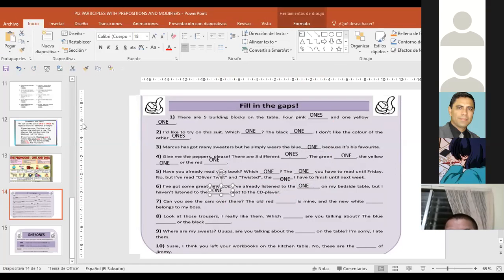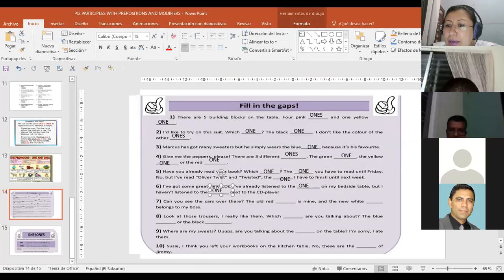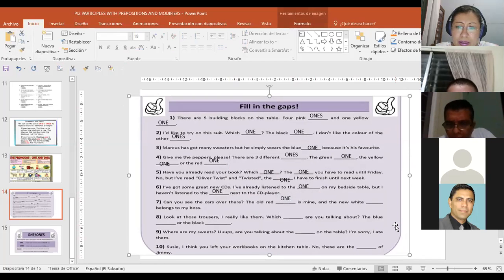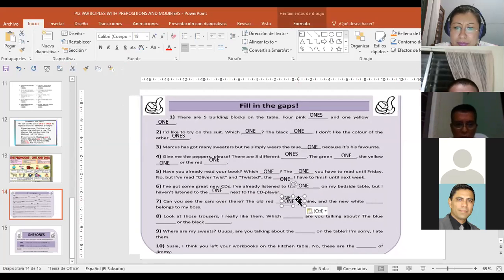Okay, thank you, Miguel. Let's see who else is here. Nicolas, would you like to help us with number seven? Can you see the cars over there? The old red one is mine. And the new white one belongs to my boss. To my boss. Very good.